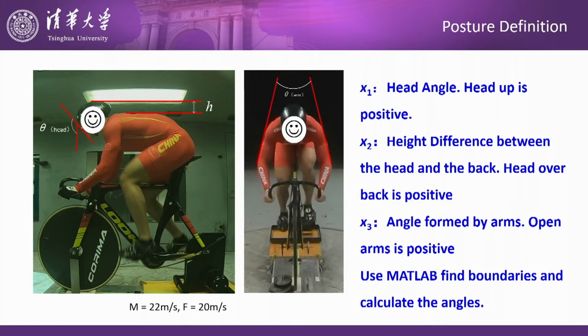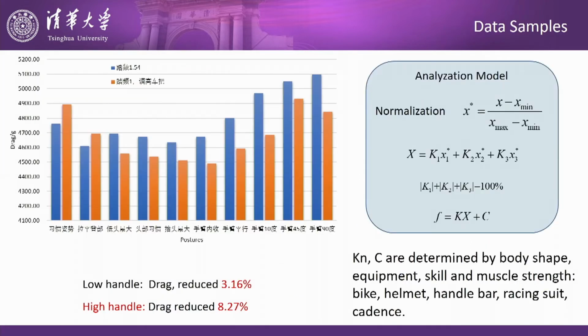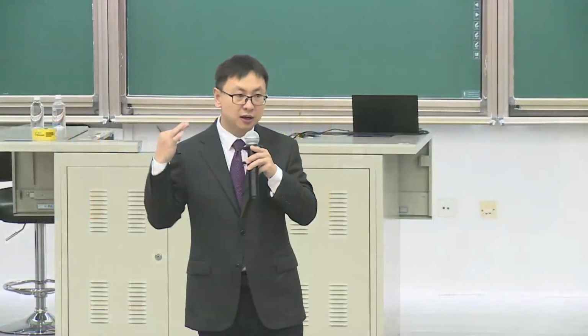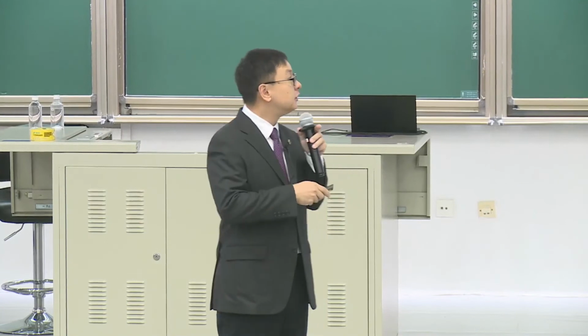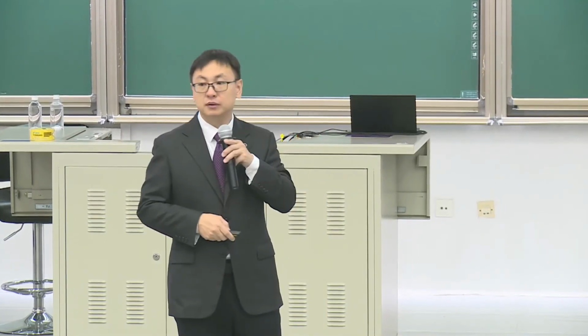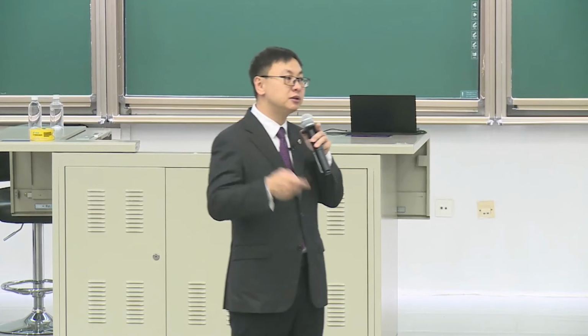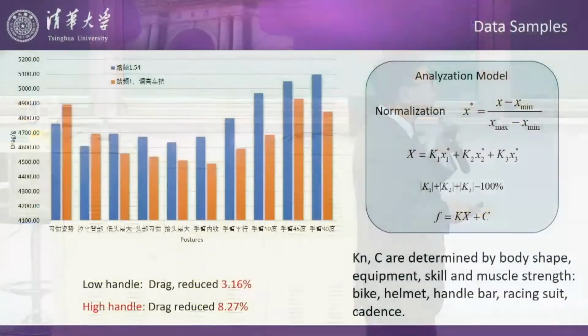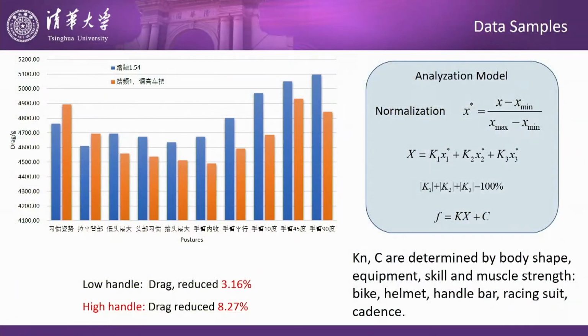Based on this system, we do a lot of wind tunnel tests. This is one data set. We have a lot of gestures, but how do we analyze it? It's very complicated because gestures change, handles change, cadence changes. So we do normalization for the gesture parameters, and we use an analysis model to fit it.